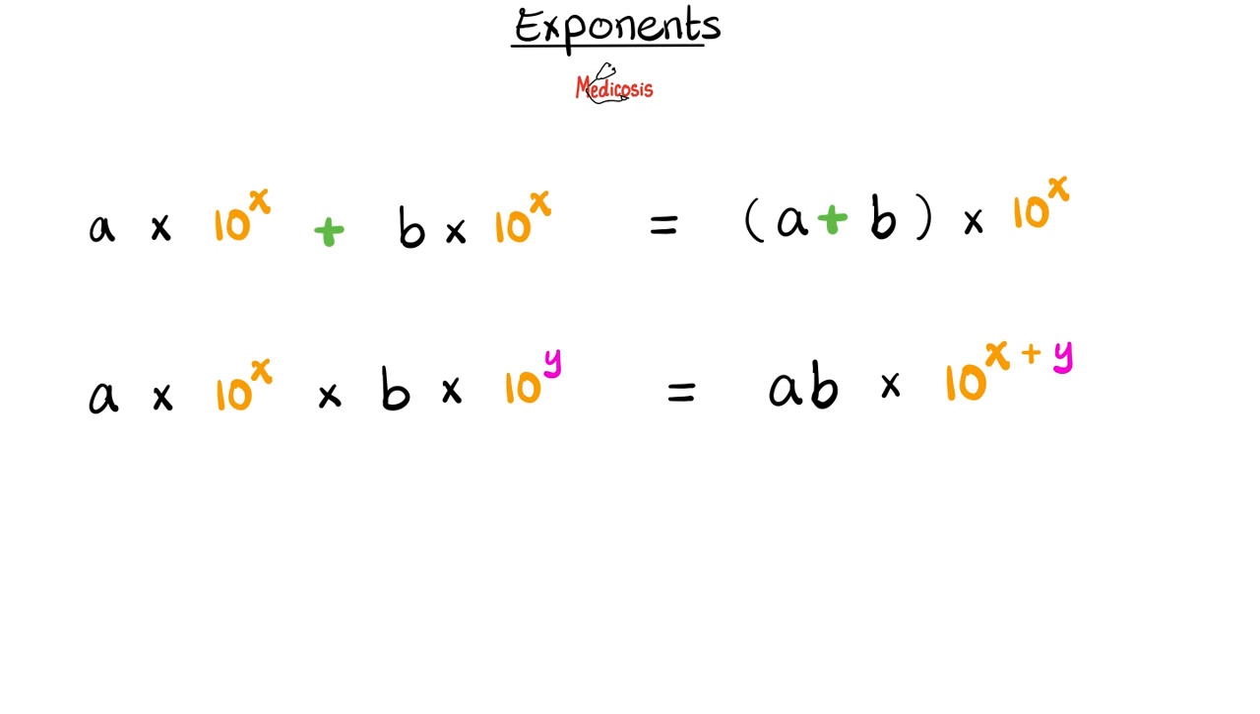Some rules for the exponents. If you have a times 10 power x plus b multiplied by the same base and the same exponent, you can simply add a to b, a plus b, multiply the result by the same base and the same exponent. But that is true if this is an addition. But what if everything here is multiplication? A times 10 power x times, not plus, but times, b times 10 power y. You have to multiply a by b like this, and then you multiply what? The base remains 10, but you have to add the exponents like this.